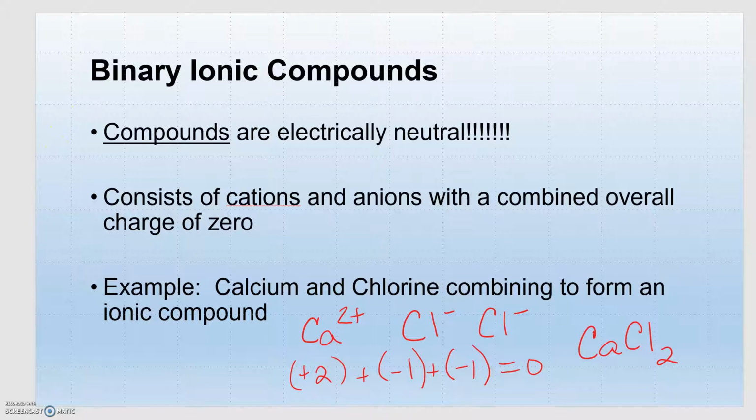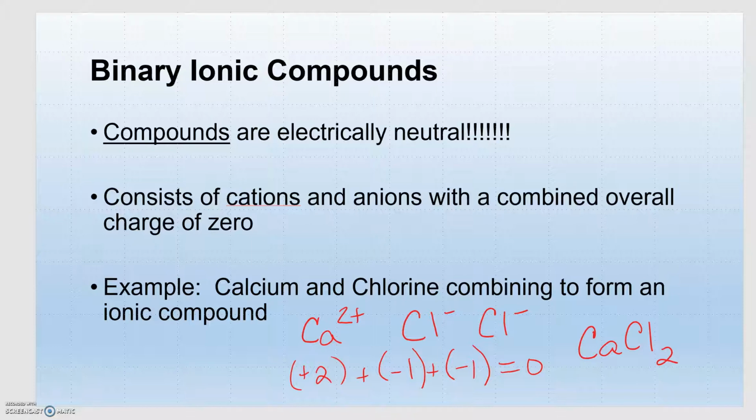So we have an actual loss or gain of electrons forming ions, and then these ions with their opposite charges are attracted to each other, and we call this an electrostatic force of attraction. That's the bond. So how do we know if it's an ionic compound?